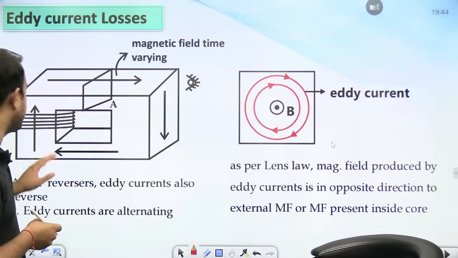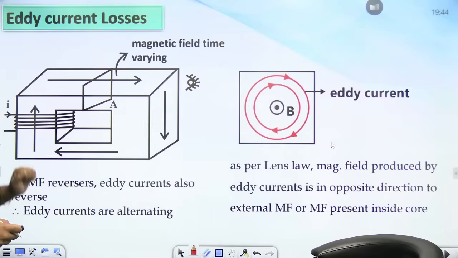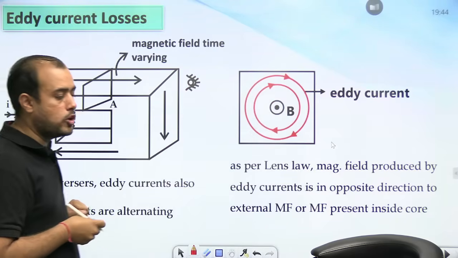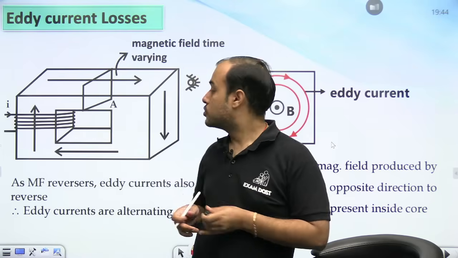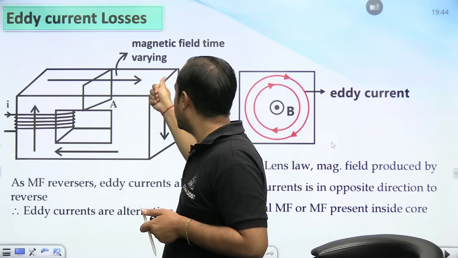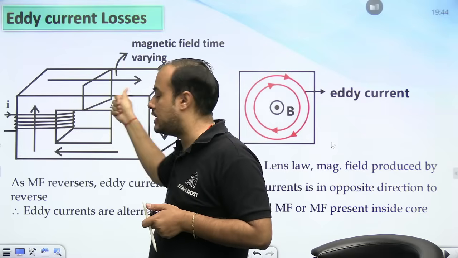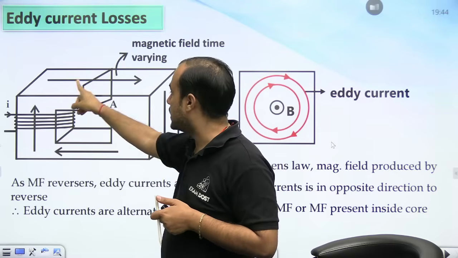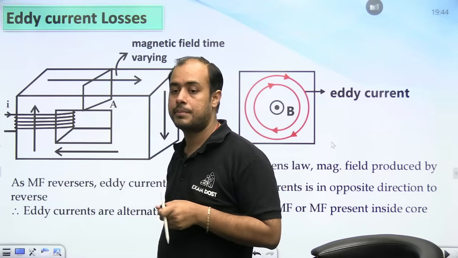Now let us visualize बेटा. This is a winding on the core of a material. ये core के ऊपर मैंने winding लपेट दी है. So this winding is producing a clockwise magnetic field. एक clockwise magnetic field यहाँ पे बना रही है. It is producing a clockwise magnetic field.